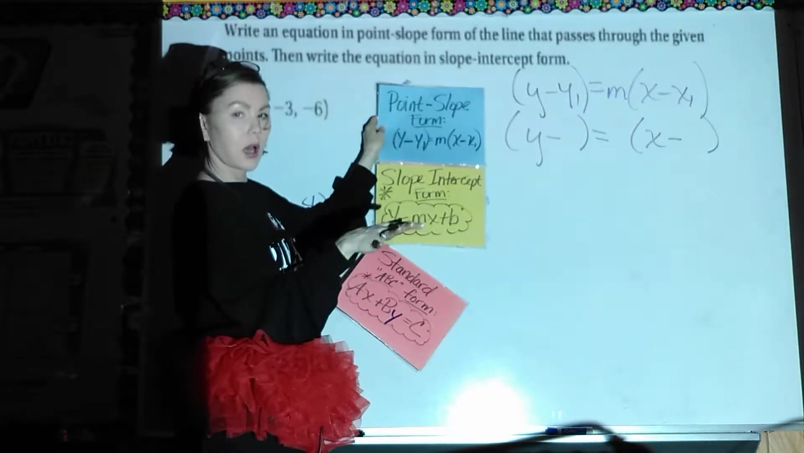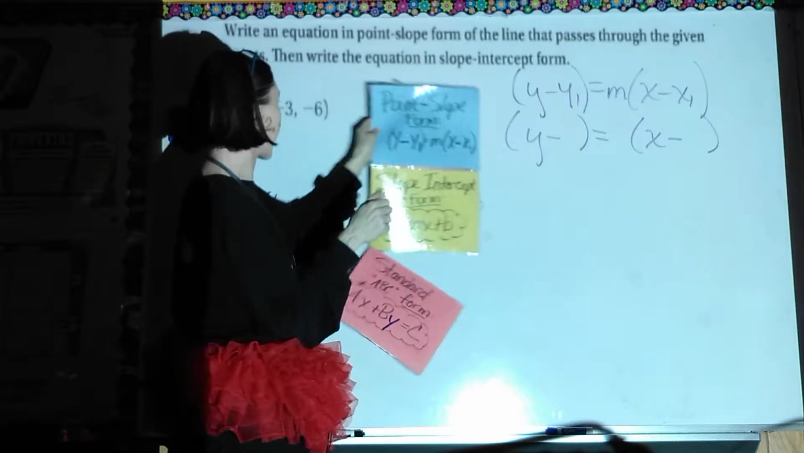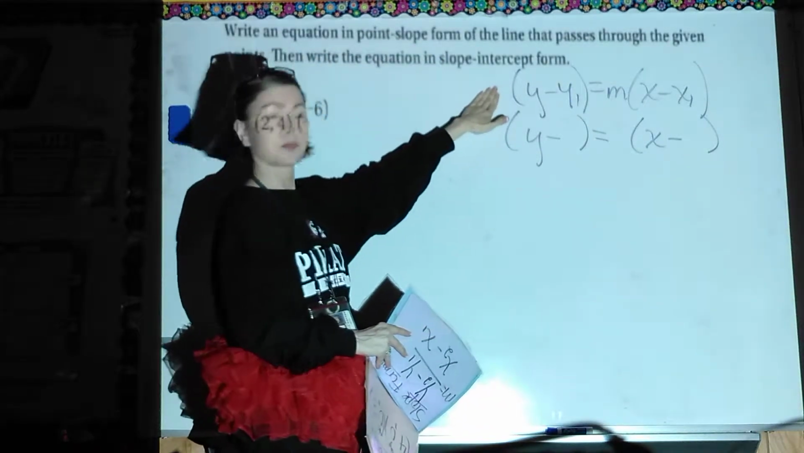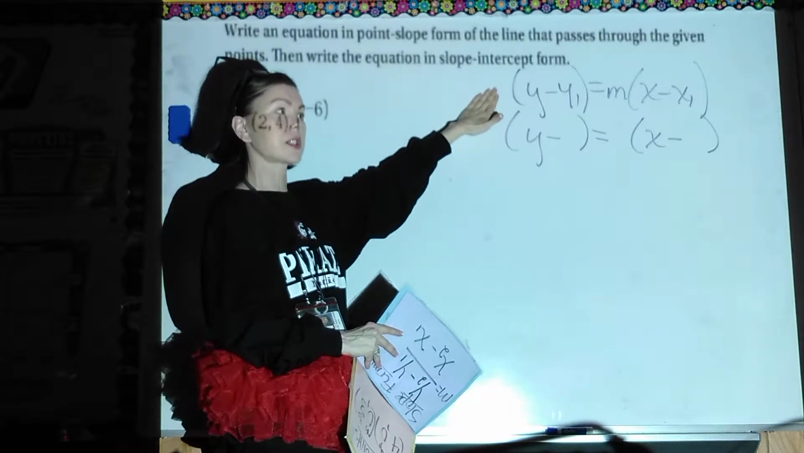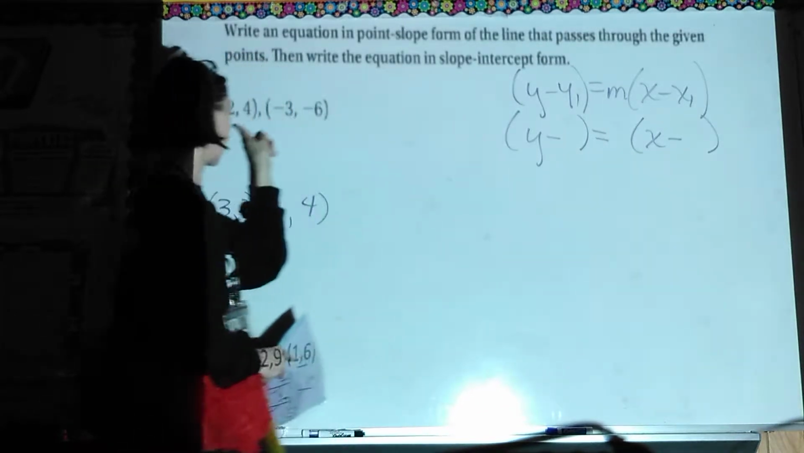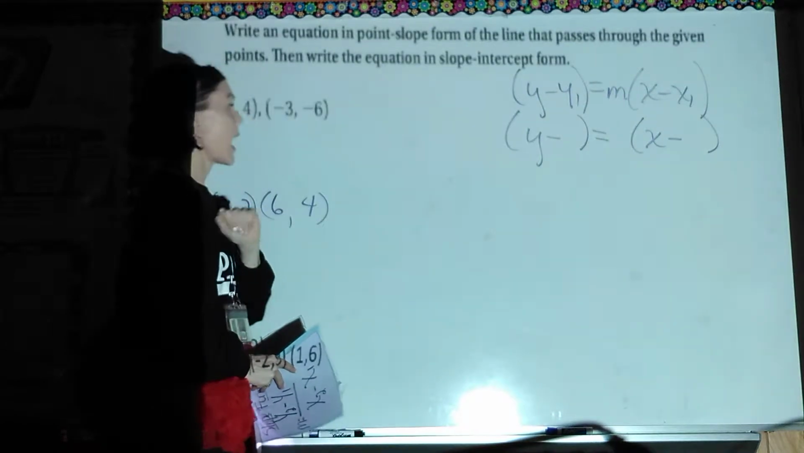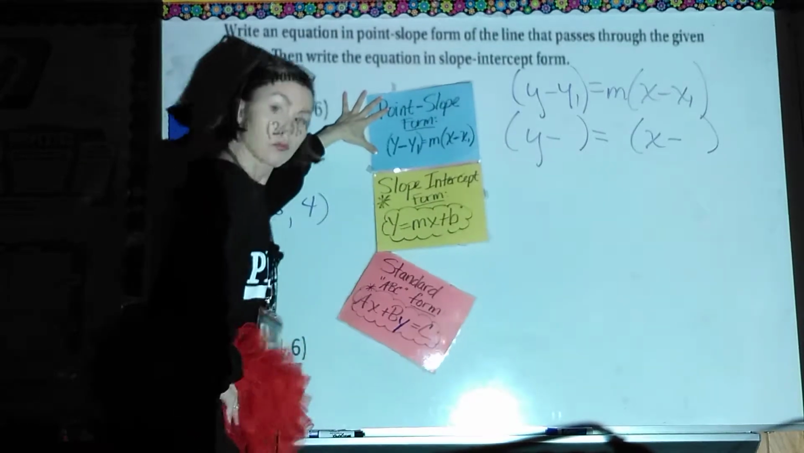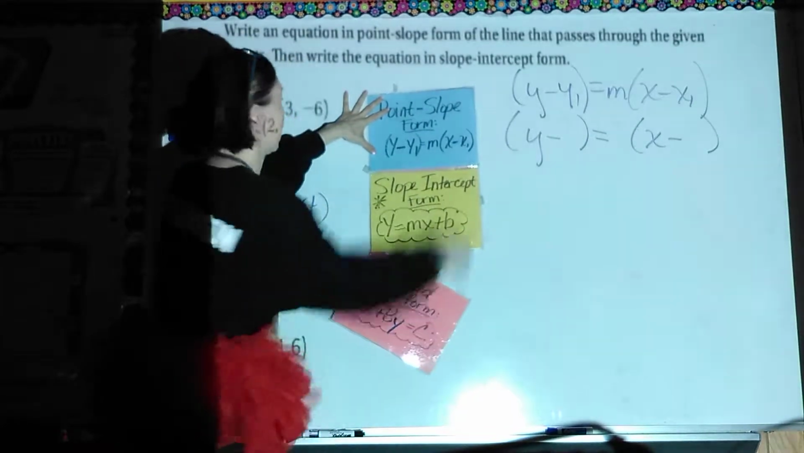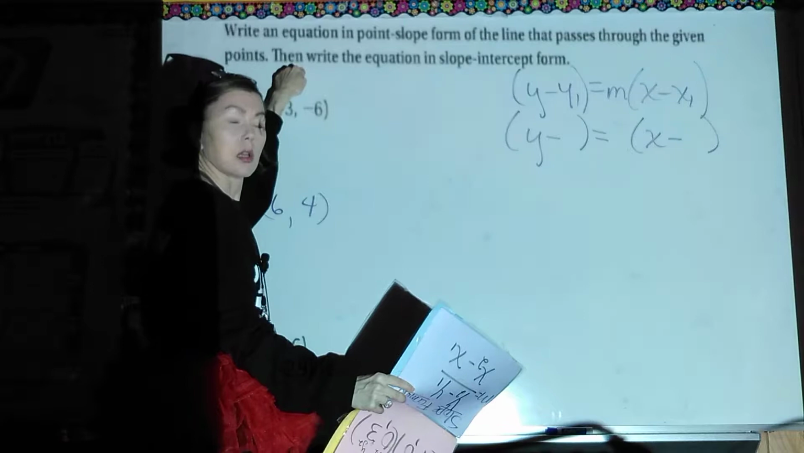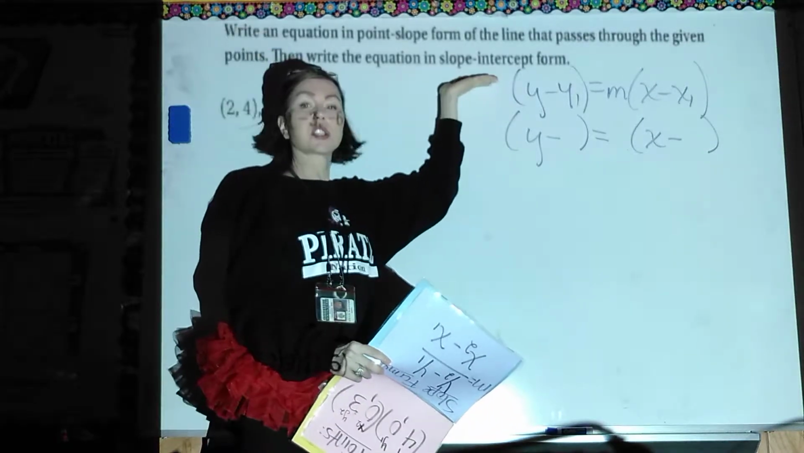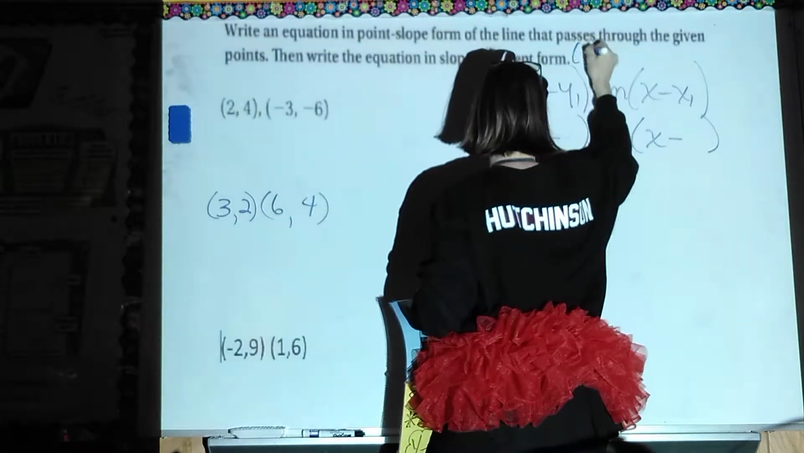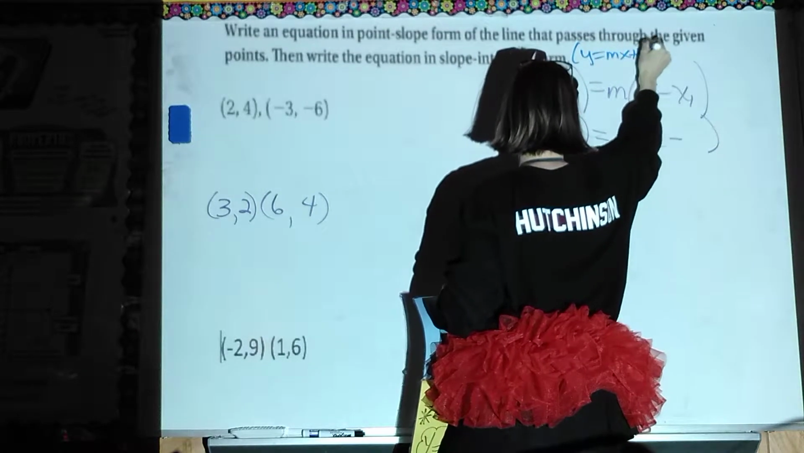In this part for point slope form, it says write an equation in point slope form, which is right here. We're going to write the equation in point slope form first, given these 2 points. And then after we write it in point slope form, we're going to what? Then write the equation in what? Slope-intercept form. Need I remind you? I don't think so. I think it's in your brain cells. Y equals mx plus b.